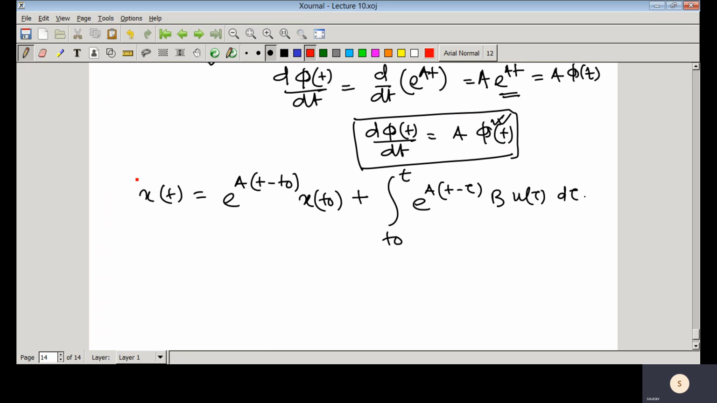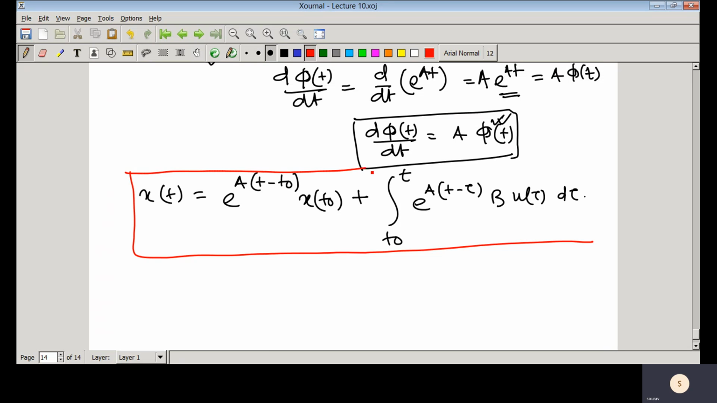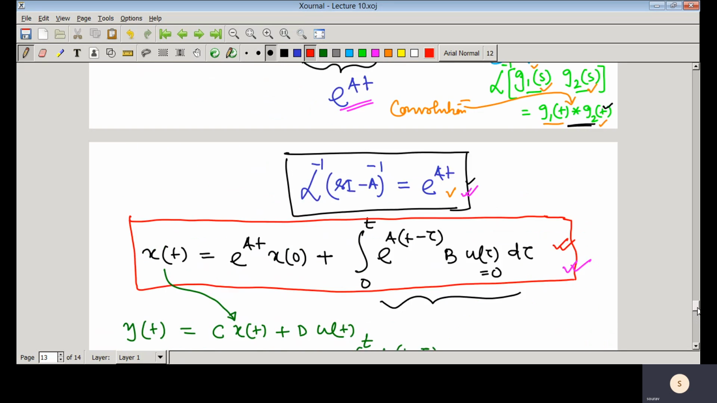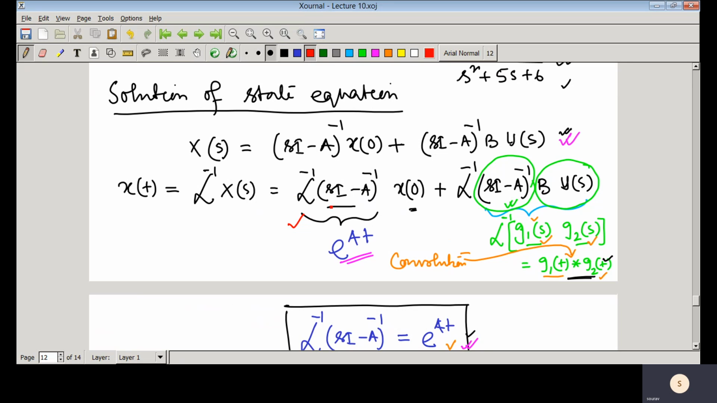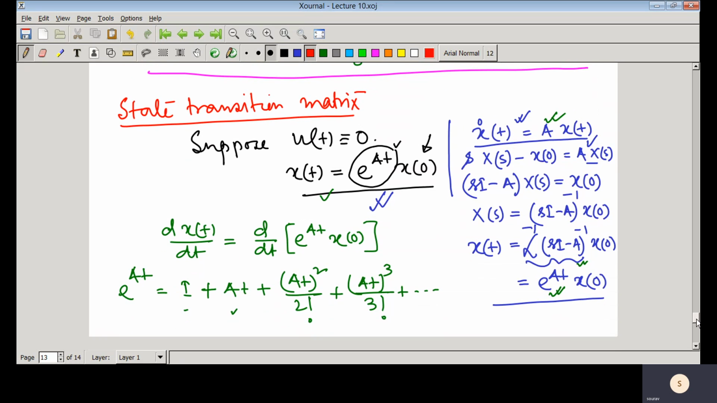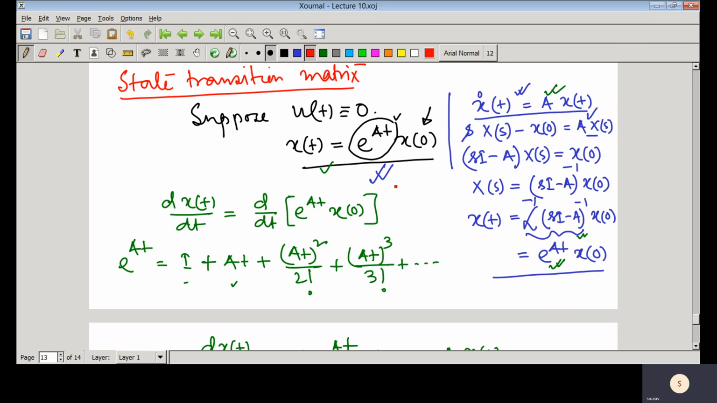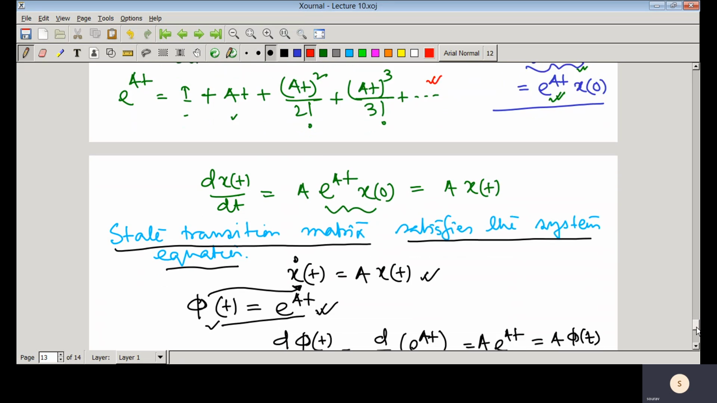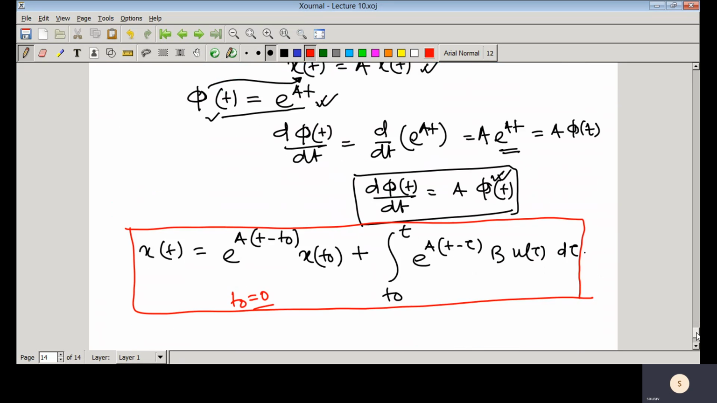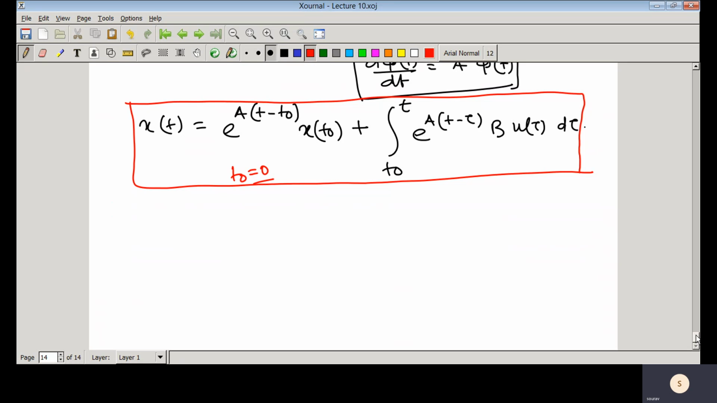So this is actually the general expression of the state, and whenever you take t0 equal to 0, you will get back this particular expression. And now, in solving this state equation, we get that the Laplace inverse of (sI minus A) inverse equals e to the power At, and that is the state transition matrix. We found two important properties. One is that this is an exponential matrix, and the state transition matrix also satisfies the system equation. So let us just solve one example and then we'll stop today's class.